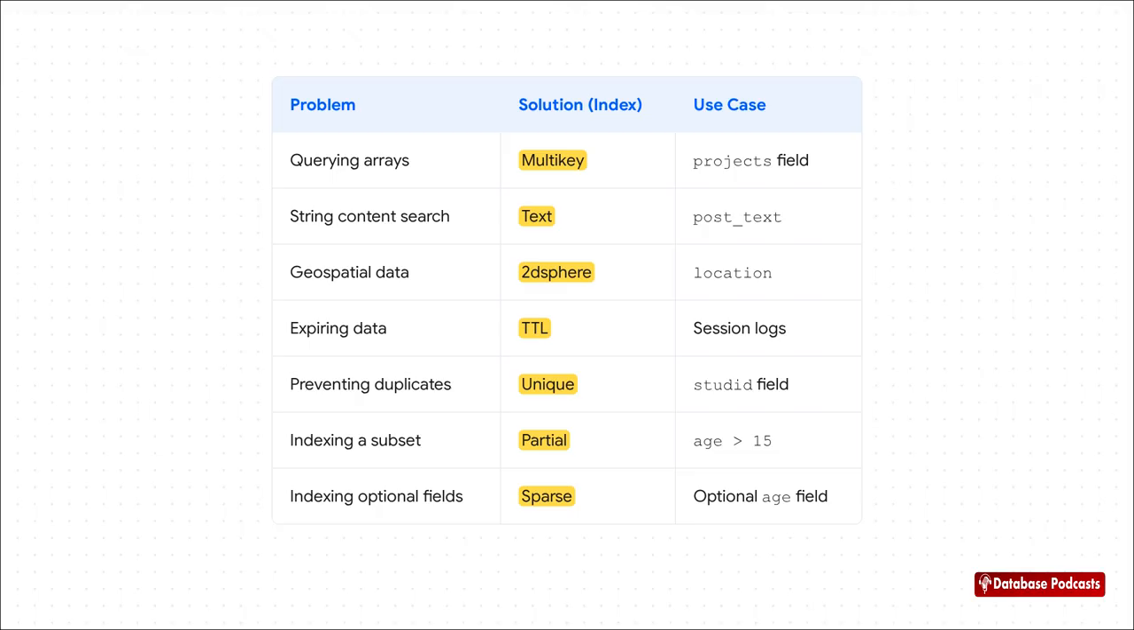Are you searching inside arrays? Use a multikey index. Need full text search? Grab the text index. You see the pattern. It's about seeing the problem clearly and then picking the perfect specialized tool for that job.